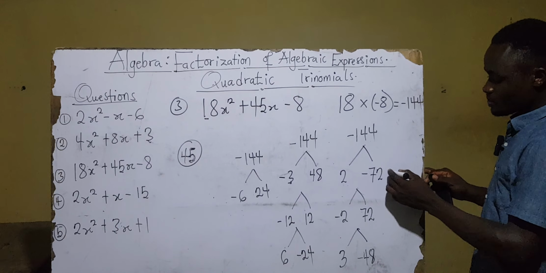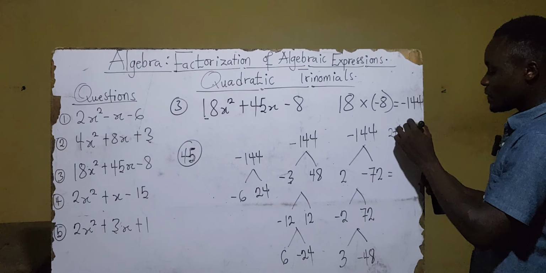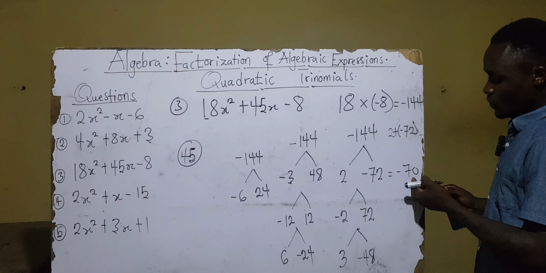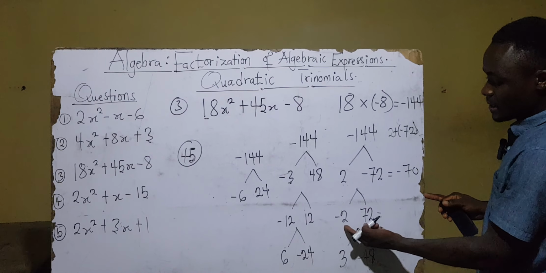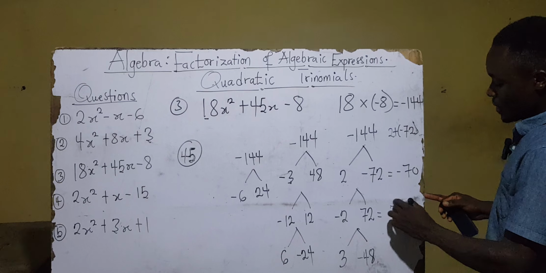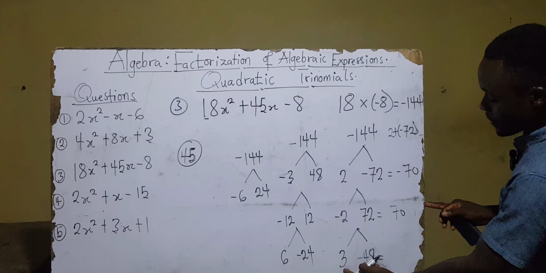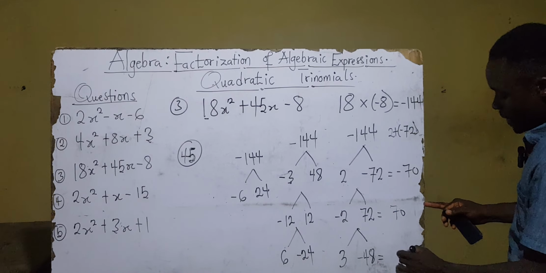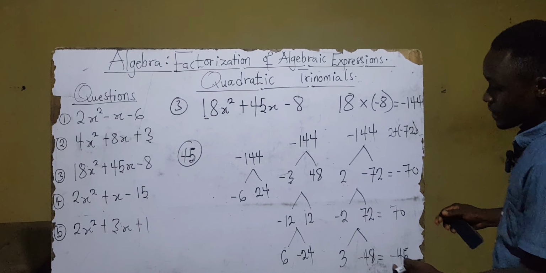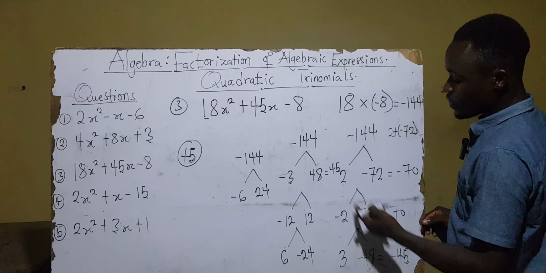So when we come here, when we add 2 and then negative 72, so 2 plus negative 72, if I add this, I'm going to get negative what? 70. So this one will not work for us. What about adding negative 2 plus 72? I'll get positive 70. This one too will not work for us. What about adding 3 and negative 48? I'm going to get negative 45, and this one will not work for us. What about adding negative 3 and 48? This one will give me positive 45, which means that this will work for us.